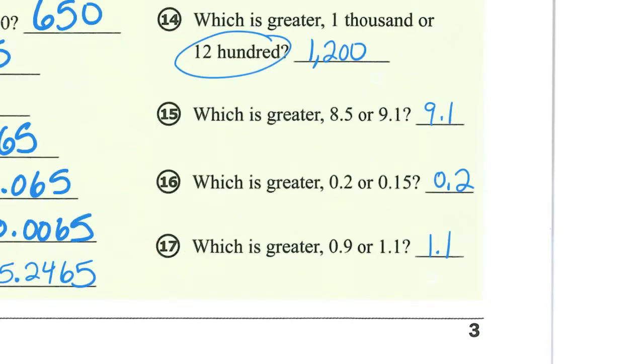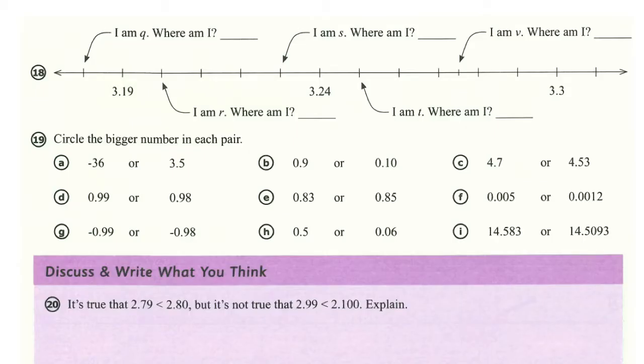Looking at 14 through 17, which is greater, 1,000 or 1,200? Usually we don't say 1,200, we would say 1,200. So that one is greater. 9.1 is greater in number 15, 0.2 is greater in number 16, and 1.1 is greater in number 17.